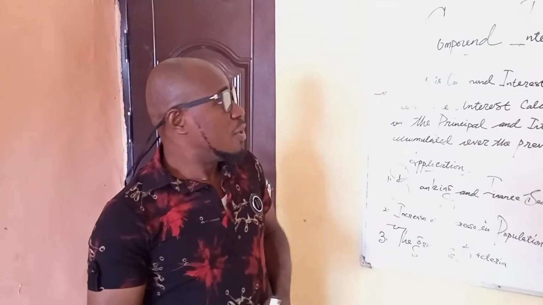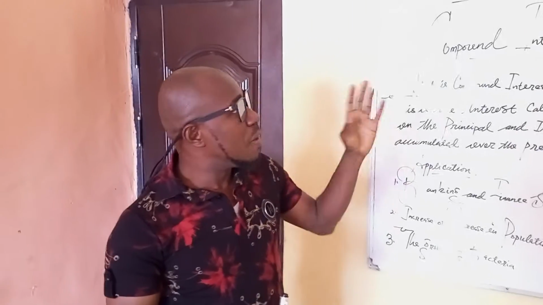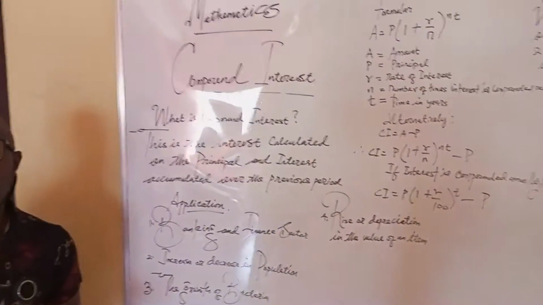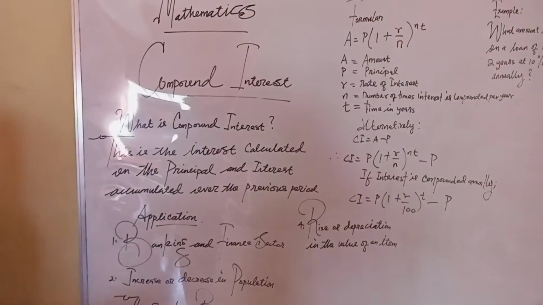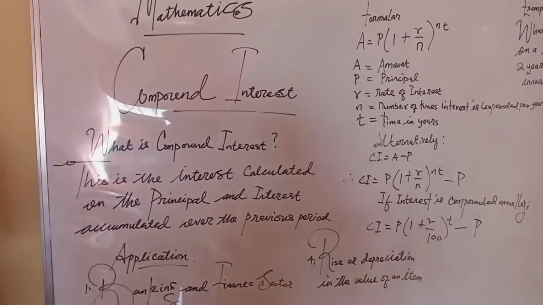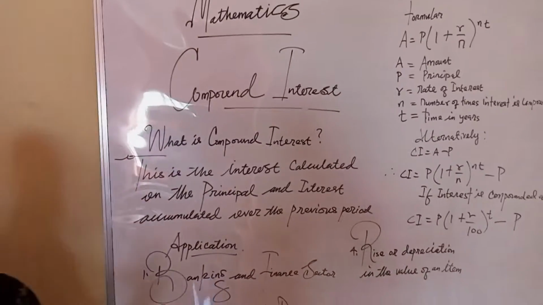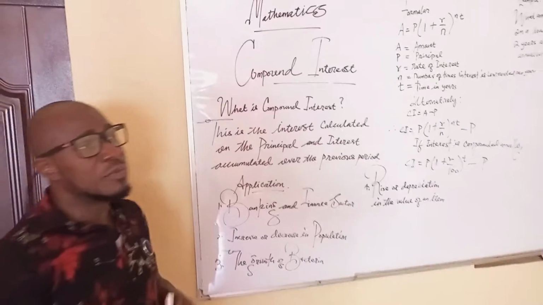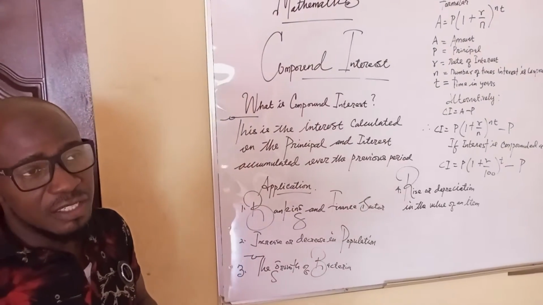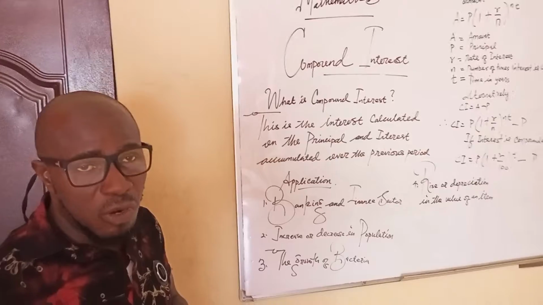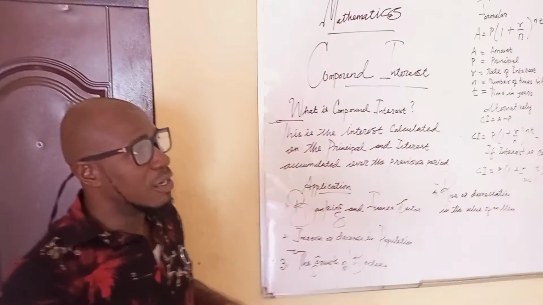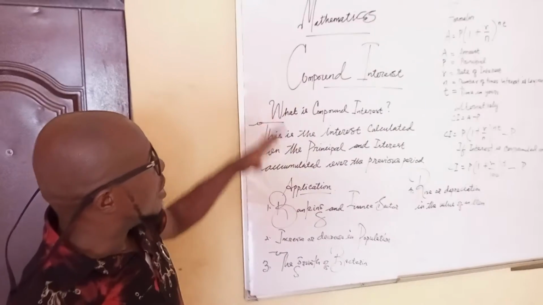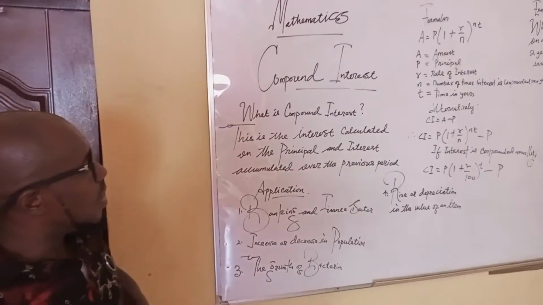Today, we're going to look at compound interest in mathematics. Previously, we looked at simple interest, and today we're going to look at compound interest. To recap, simple interest is used when you're calculating interest on mortgages and short-term personal loans. Here we are calculating compound interest.